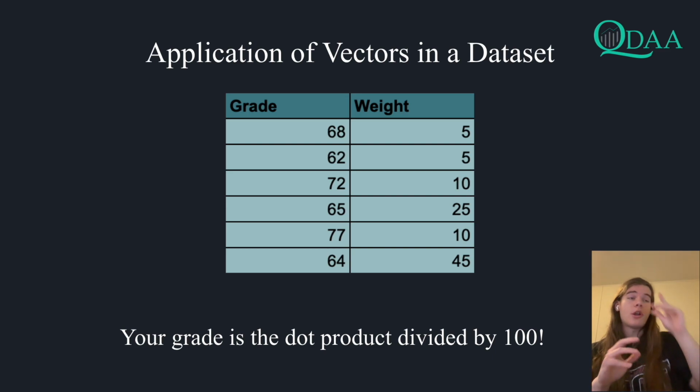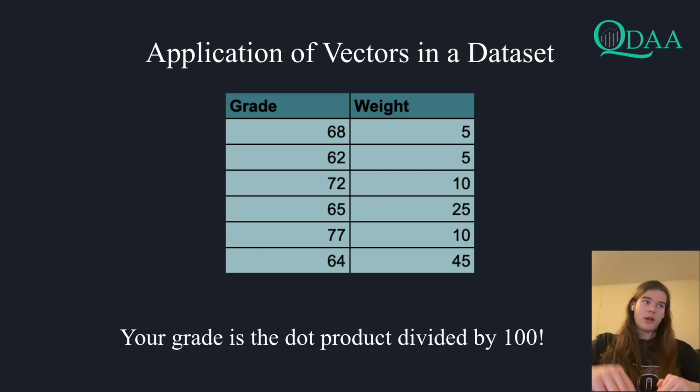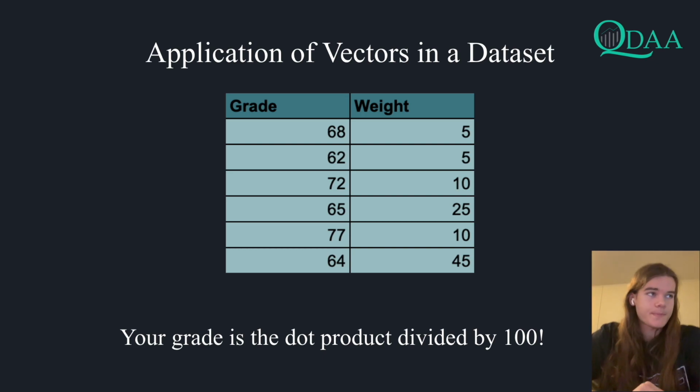And for those of you who don't know what a dot product is, it's basically you multiply each corresponding element, and then sum them. So you do 68 times 5 plus 62 times 5 plus 72 times 10, and so on. You take that final number and then divide that by 100. That would give you your grade in the class.